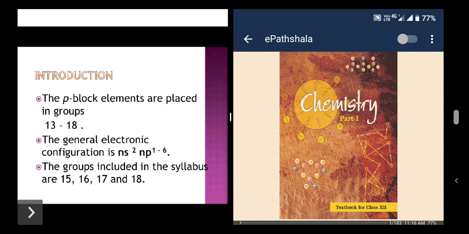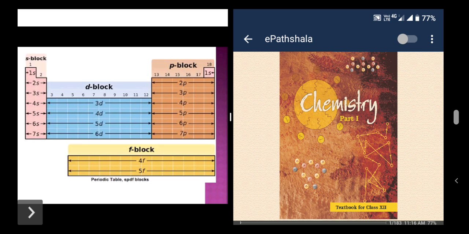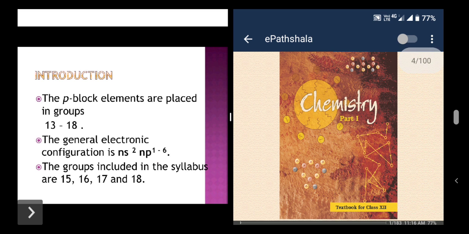The general electronic configuration of these elements is ns2 np1 to 6. So it will have 2p, 3p, 4p, 5p, 6p till 7p. So it will have the general electronic configuration of ns2 np1 to 6. The groups included in the syllabus are 15, 16, 17 and 18. And right now the government has given a circular explaining to have a deep look at the 15th group elements.